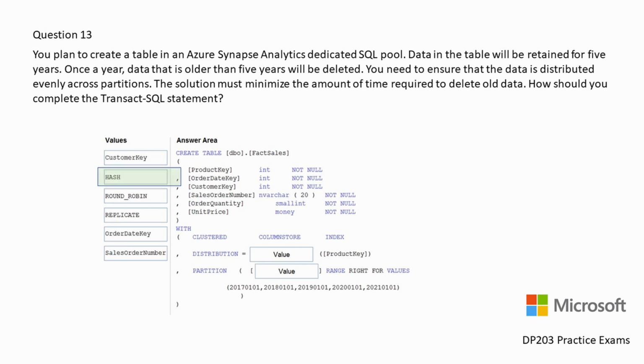Moving on to the partition section. In most cases, table partitions are created on the date column. So looking at our options here, we're given customer key, order date key, and sales order number. So the correct answer for partition is order date key. And looking at the partition values here, we can see that it's in the date key format.